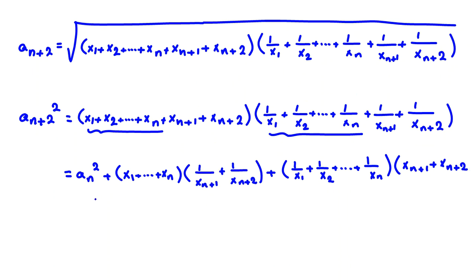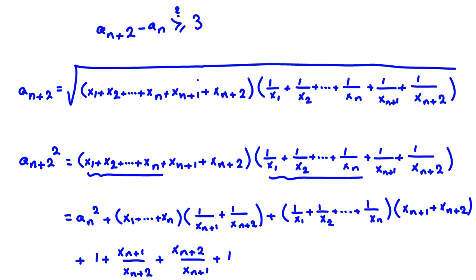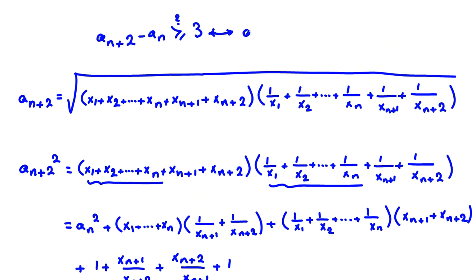Okay, what is left here? Plus x_{n+1} times 1/x_{n+1} is 1, x_{n+1} over x_{n+2}, x_{n+2} over x_{n+1}, plus x_{n+2} times 1/x_{n+2} is 1. Now, we know, because they are integers, if we prove A_{n+2} minus A_n is greater than 2, it will be solved.